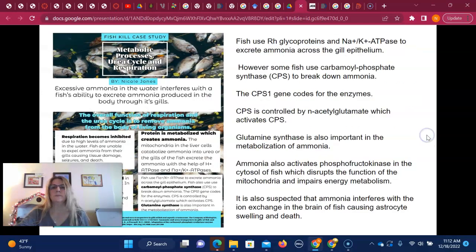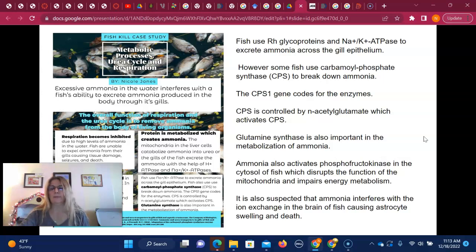it disrupts the normal metabolic functioning of the liver and the kidneys. Fish use glycoproteins and sodium-potassium ATPase to excrete the ammonia across the gill epithelium. However, some fish use carbamoyl phosphate synthase to break down ammonia. The CPS1 gene codes for the enzyme, and CPS is controlled by N-acetylglutamate, which activates CPS. Glutamine synthase is also important in the metabolization of ammonia. Ammonia also activates phosphofructokinase in the cytosol of fish, which disrupts the function of the mitochondria and impairs energy metabolism.